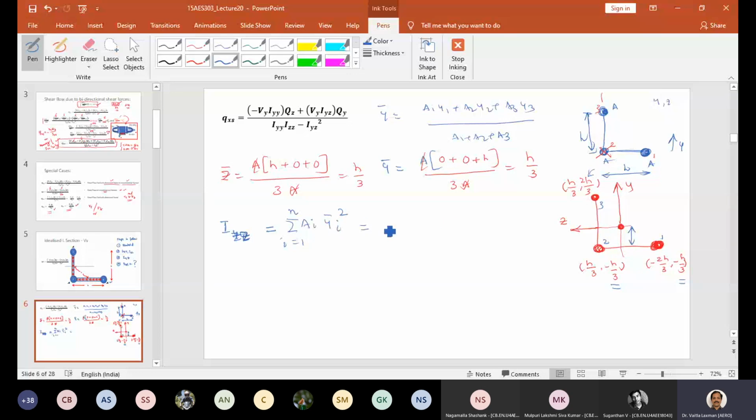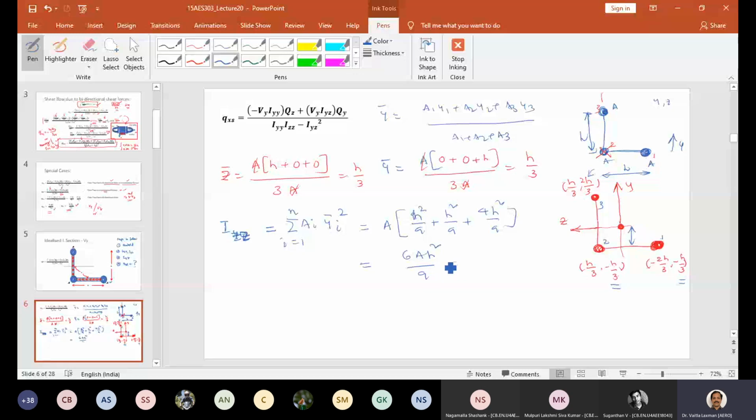Now you can do it fast. Area you can take common because it is the same area. Y1 squared is H squared by 9 plus H squared by 9 plus 4H squared by 9. So the answer is what? 6A H squared by 9.